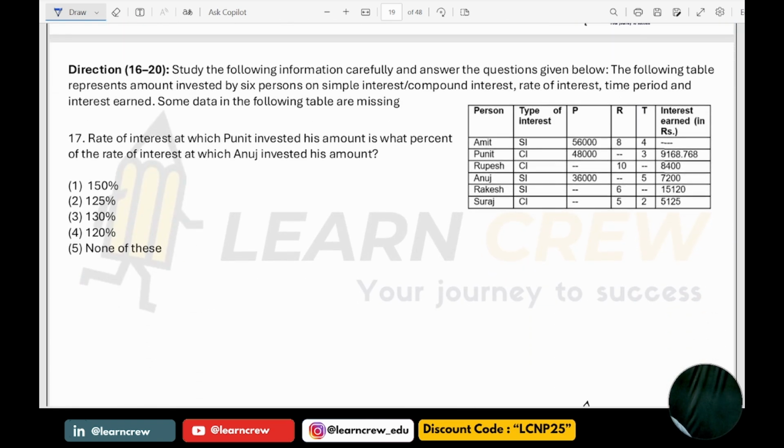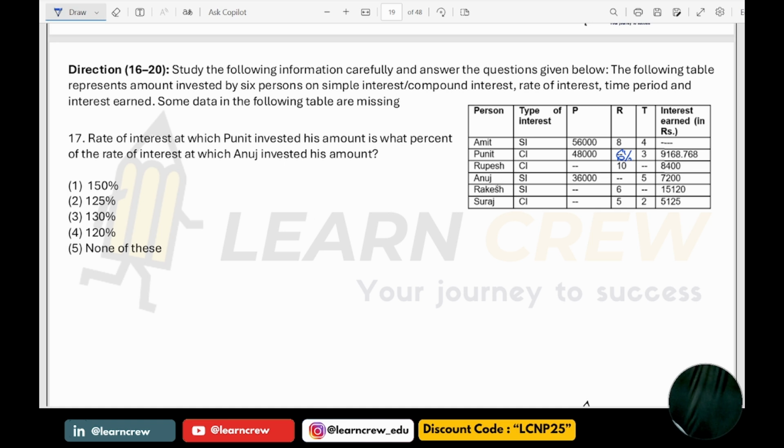Next, 17th question. The rate of interest at which Puneet invested his amount is what percentage of the rate of interest at which Anuj invested his amount? So, Puneet, if you see, the compound interest is 9,168.768 for 3 years. So what would be the rate of interest? If you find the rate of interest of Puneet, you will get it as 6%. Okay, next, what is the rate of interest of Anuj?